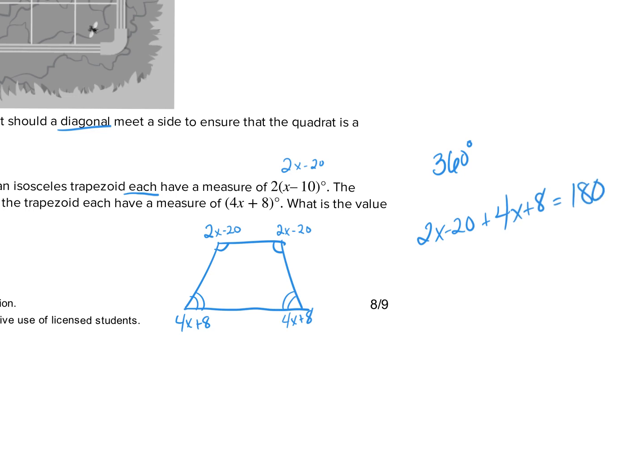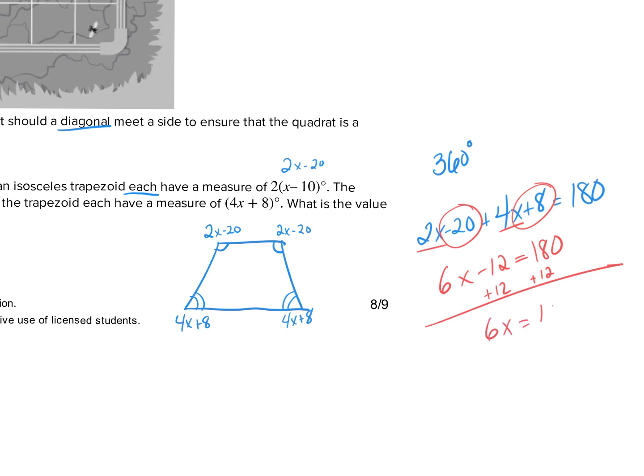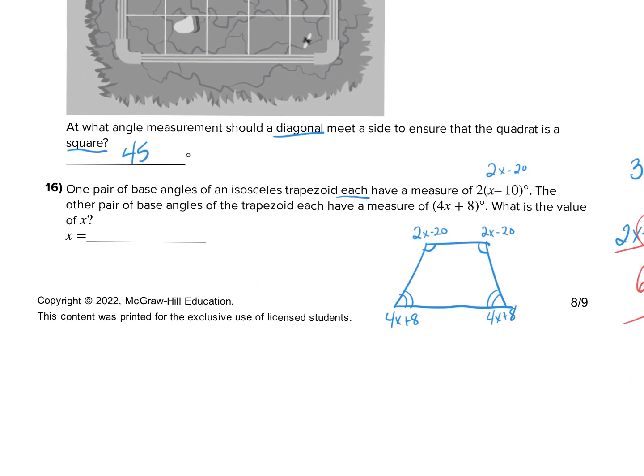So let's combine like terms. 2x plus 4x is 6x. And my negative 20 plus 8 is minus 12. Add 12 to both sides. I get 6x is equal to 192. And when I divide by 6, I get x is equal to 32. And that's what was asked of us. What is the value of x? It is 32.